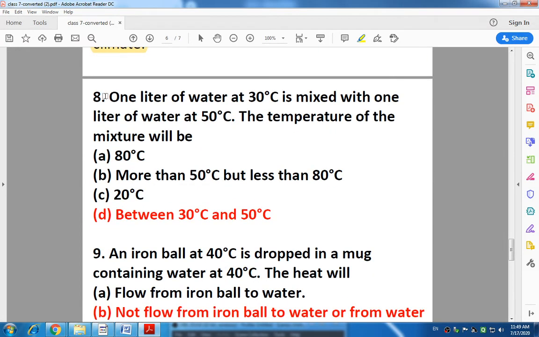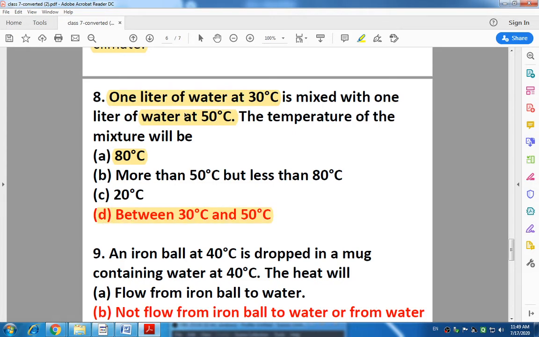Then question 8. Multiple choice questions are there, 8, 9, 10 and 11. 1 liter of water at 30 degrees Celsius is mixed with 1 liter of water at 50 degrees Celsius. So the temperature of the mixture will be 80 degrees Celsius, more than 50 degrees Celsius but less than 80 degrees Celsius, 20 degrees Celsius, or between 30 degrees Celsius and 50 degrees Celsius. Now you have to tell me the reason, okay? The answer is in between 30 to 50.